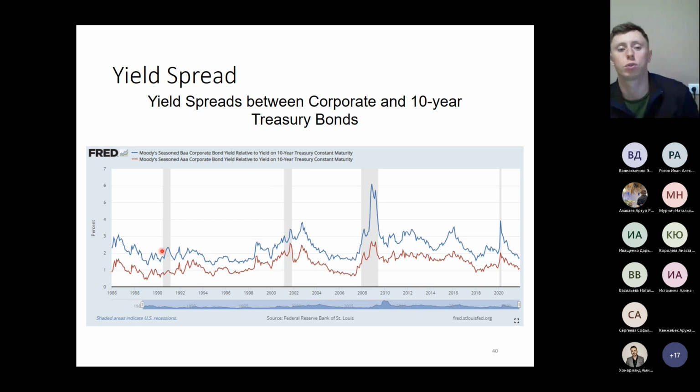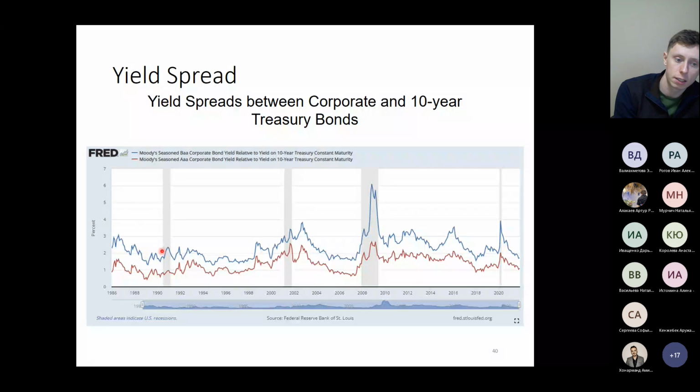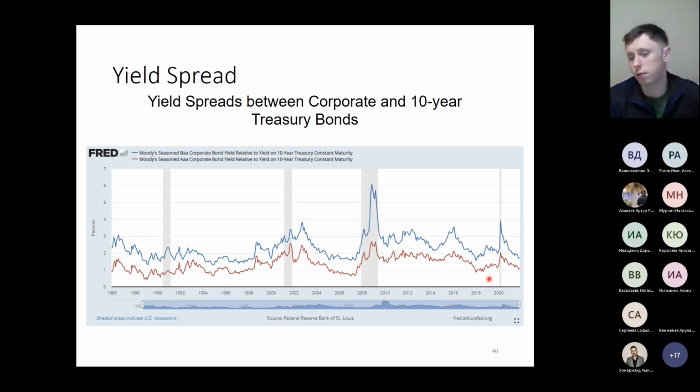Here is another chart to present the same idea. This is recent information. The blue line presents the average yield to maturity of 10-year corporate bonds with a rating of BAA, and the red line represents the yield to maturity for corporate bonds rated AAA. And you see that these companies with higher ratings can always borrow money cheaper. As they have fewer chances of default, they have this privilege of cheaper sources of financing.